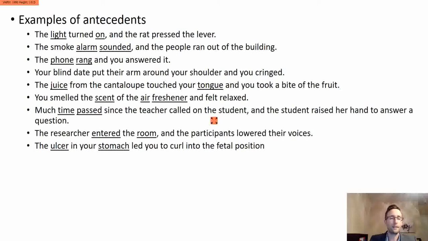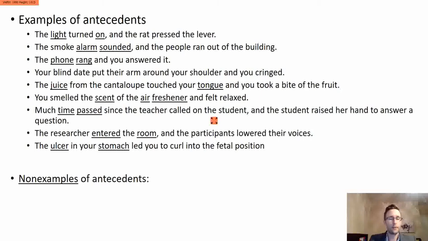This is an antecedent, but this antecedent is a private stimulus this time. Right? So stimuli that were in the external environment were light on, alarm sounded, phone rang, and so forth. This particular stimulus is a private stimulus.